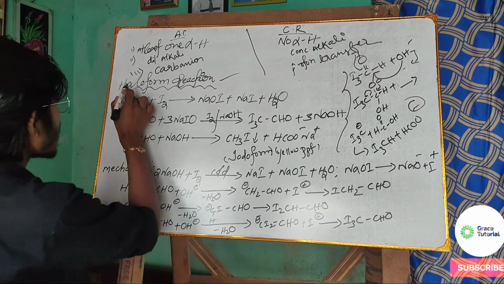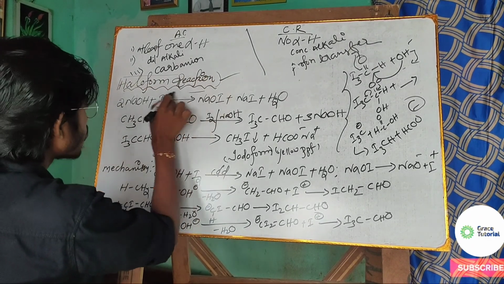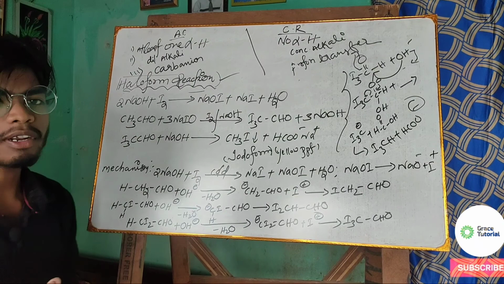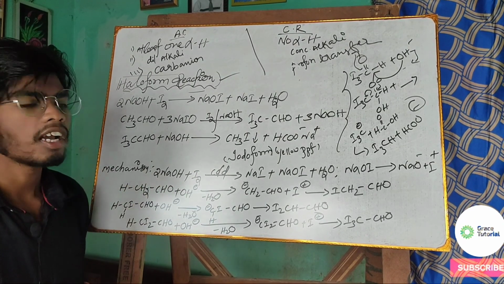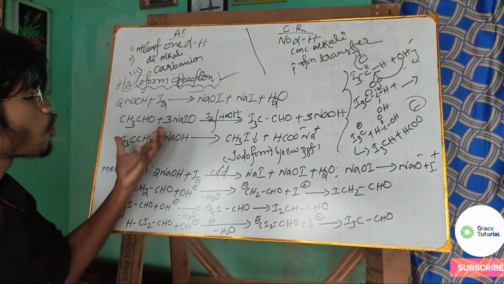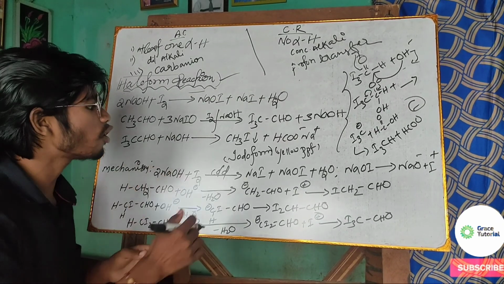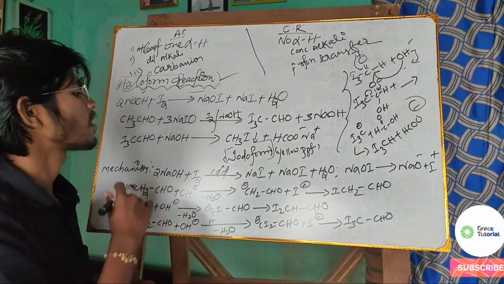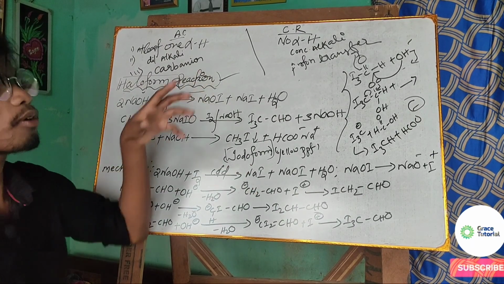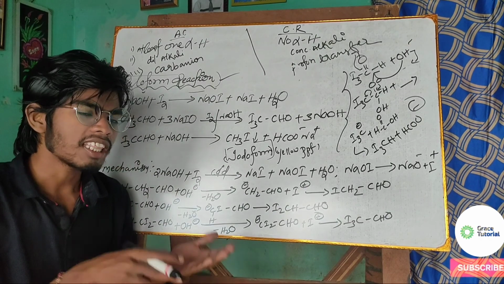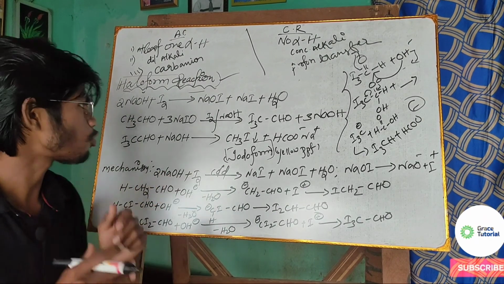Now we will discuss the haloform reaction. So what is this haloform reaction? In this reaction, acetaldehyde as well as methyl ketones react in the presence of iodine and sodium hydroxide to form iodoform, which is a yellow precipitate. Since iodoform is formed, this reaction is also called a haloform reaction. That means it can react in the presence of chlorine, bromine, iodine, etc.